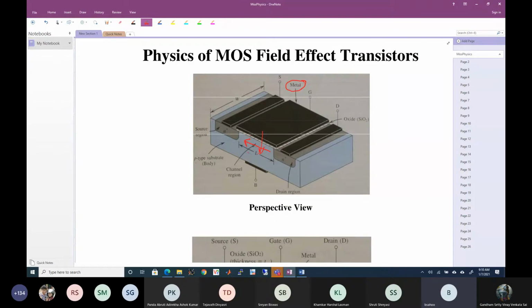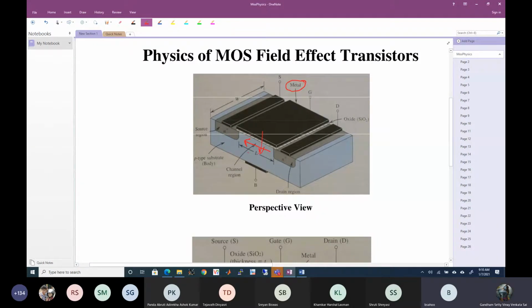There is a vertical electric field which sets up the condition, and then the lateral or the horizontal, whichever way you want to look at it, leads to the flow of current between the drain and the source. So that's the field effect, and that's the reason why it is labeled as MOSFET.